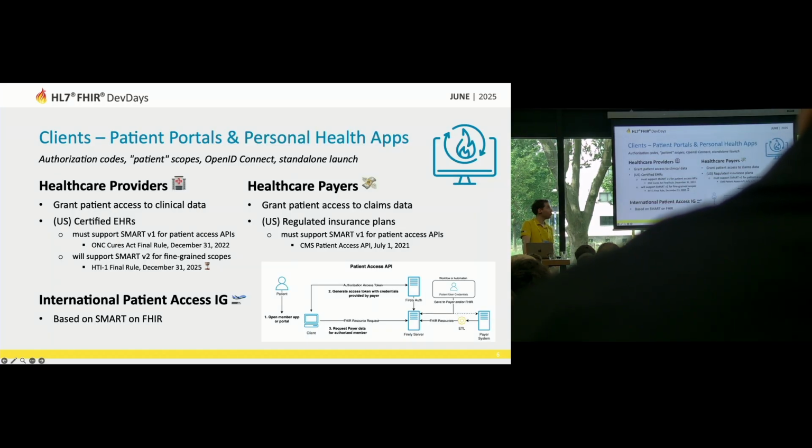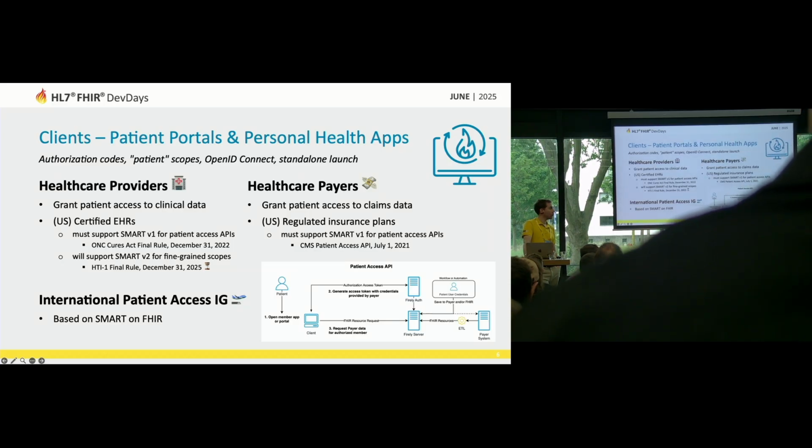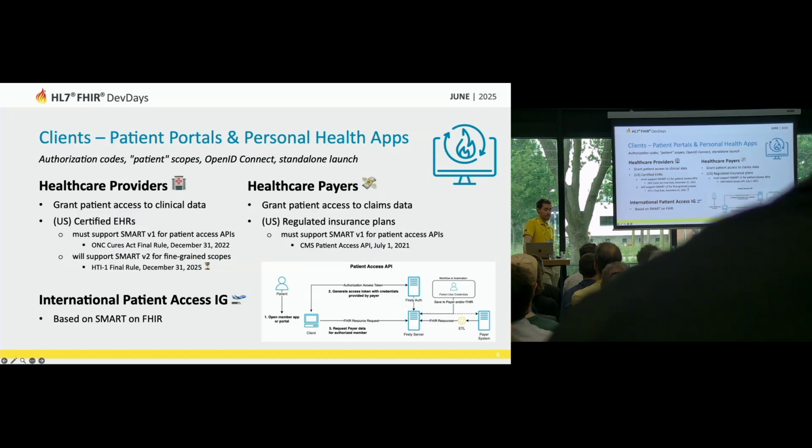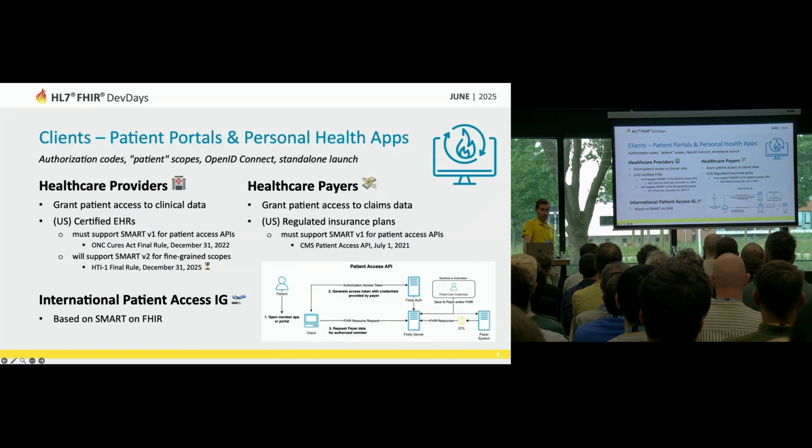So in Europe, we don't have too many Smart on FHIR clients yet. We do have quite some of them, but I would say the majority of Smart on FHIR clients being used are in the US. Because in order to use a standard, you need regulations supporting that standard. Otherwise, the providers and software manufacturers will not implement it. In the US, they have mandated it in different laws now. Both healthcare providers and healthcare payers must support at least Smart version 1, and soon also Smart version 2 support for fine-grained scopes.